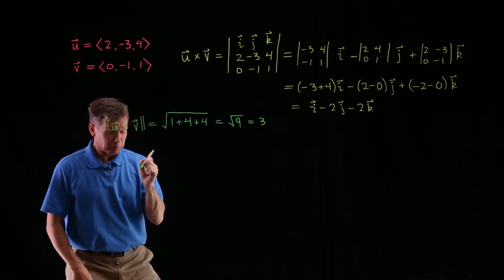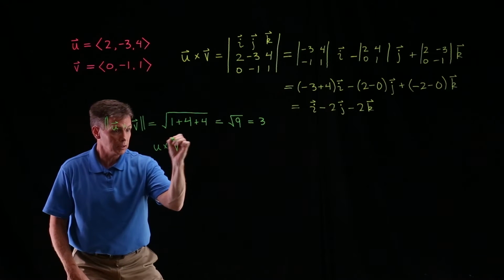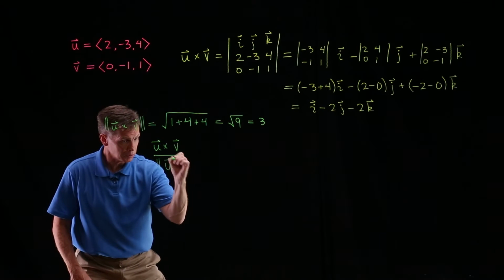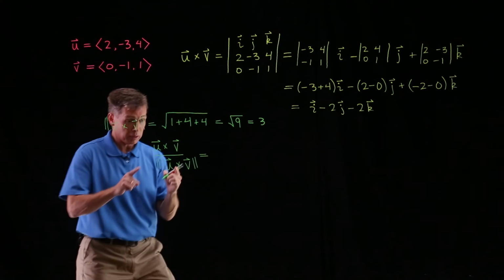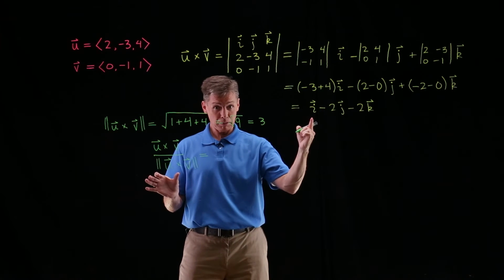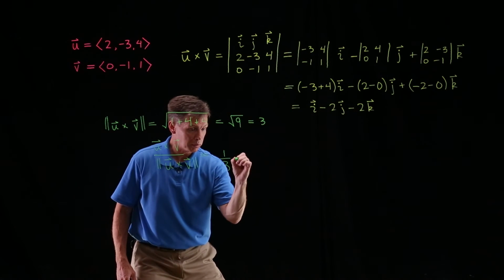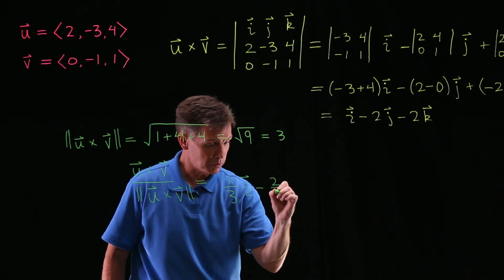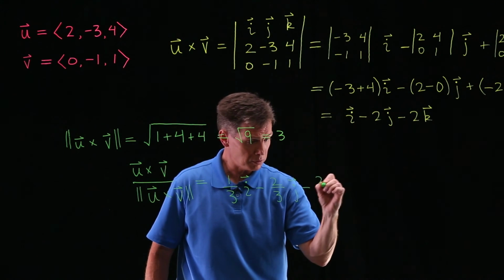So our last step is u cross v divided by the magnitude of u cross v. Keep an eye on my u cross v right there. I'm really just dividing it by 3. Look at your components, and all I will do is divide each component by 3. So 1/3 i minus 2/3 j minus 2/3 k.